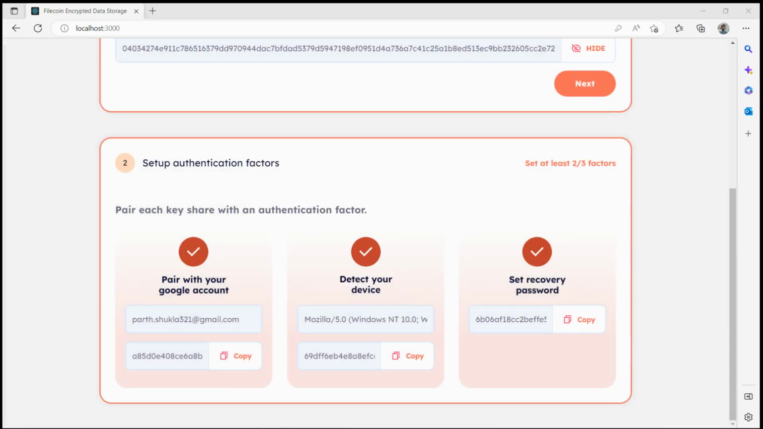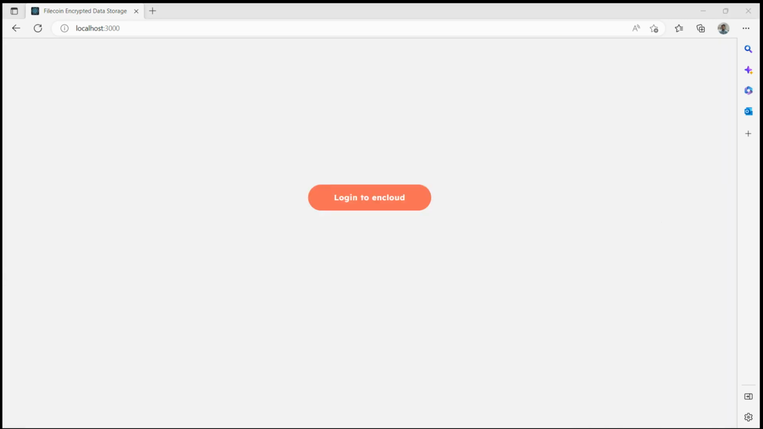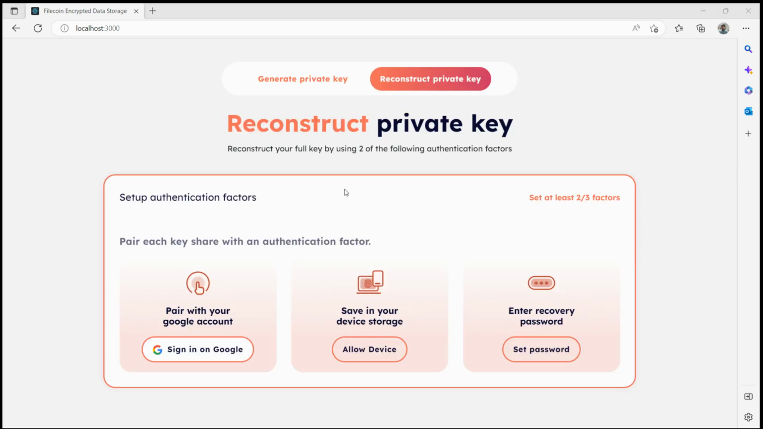Once the three authentication factors are set, the users can continue with their other tasks. At a later time, once the user desires to use their key for either encryption or signing purposes, they can simply log in again with their auth identity, and they will be redirected to the reconstruct private key screen. Here, the user has to simply provide 2 out of the 3 authentication factors that they had set up initially.